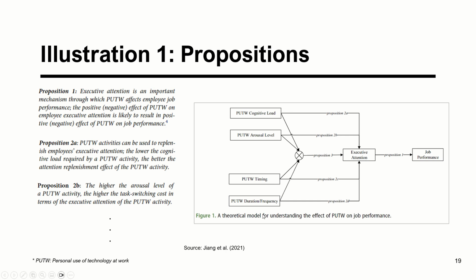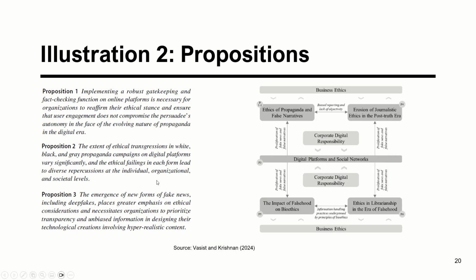Now, some examples of propositions. If you look at this, they have proposed a series of propositions in this 2021 article and a theoretical model for understanding the effect of certain variables on job performance, the DV being job performance. They propose several propositions here as part of the article. Yet another one, where the authors put forth several propositions and put together a framework as well.